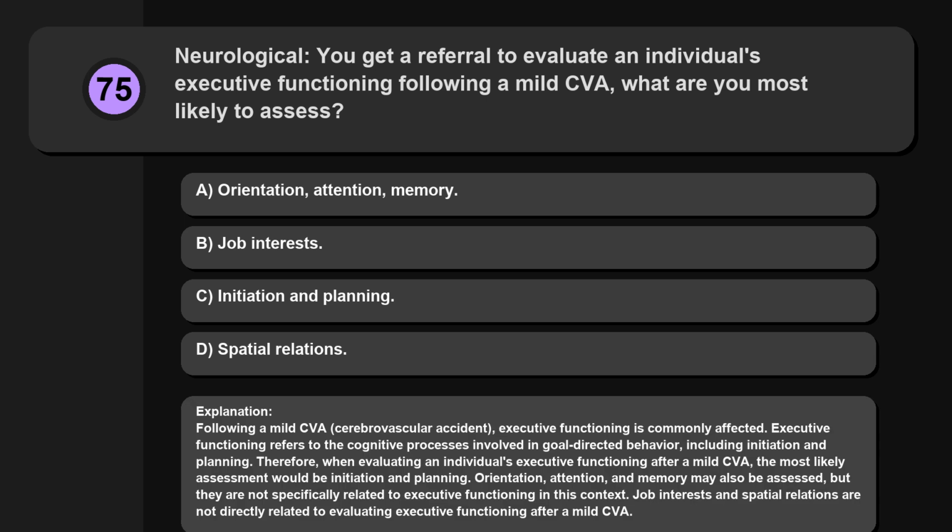Following a mild CVA, cerebrovascular accident, executive functioning is commonly affected. Executive functioning refers to the cognitive processes involved in goal-directed behavior, including initiation and planning. Therefore, when evaluating an individual's executive functioning after a mild CVA, the most likely assessment would be initiation and planning. Orientation, attention, and memory may also be assessed, but they are not specifically related to executive functioning in this context. Job interests and spatial relations are not directly related to evaluating executive functioning after a mild CVA.